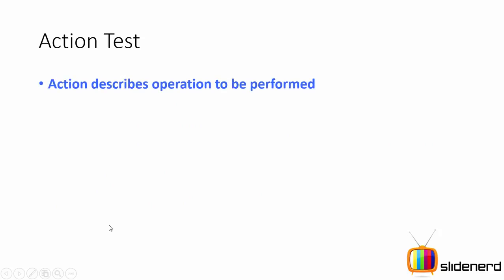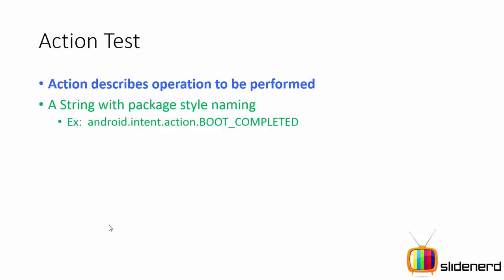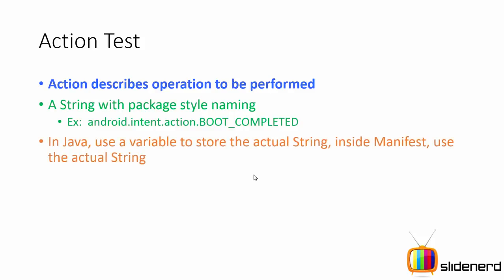So action describes the operation to be performed or the operation that has already been performed. You use a package-like naming convention when you're making your own actions. For example, this is a predefined action, android.intent.action.BOOT_COMPLETED, which basically indicates that your Android phone has finished booting up. In Java, when you make actions or when you want to refer to actions, you simply use a variable that will contain the actual string, but inside your manifest file you're supposed to use this entire string value as it is without modifications. Now an intent must contain max one action, because that's the whole purpose of implicit intents.